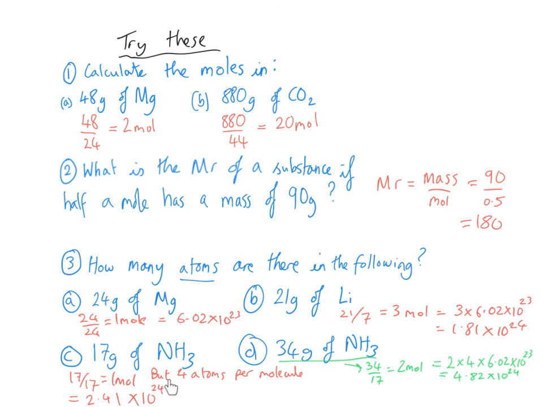So it was Avogadro's number times 4 for the first one over here, and then for this second one where it was really complicated, we had to work out the number of moles. So 34 over 17 gives us 2 moles of ammonia, and so we have to do 2 times Avogadro's number. That tells you how many molecules we've got, and then we need to multiply it by 4 because there are 4 atoms per molecule, which gives us this as our final answer down here, 4.82 times 10 to the 24.